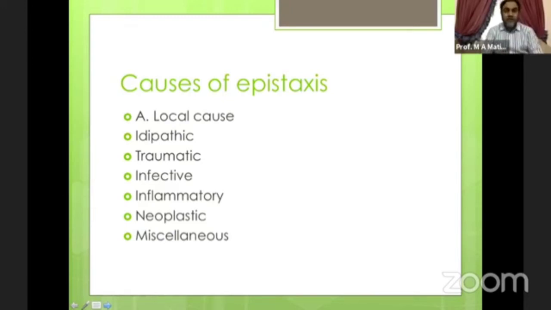So under local causes, mostly it is idiopathic. That means we do not know the etiology; about 85% of cases are idiopathic. Next is trauma. Just give a blow to the nose and it starts bleeding. Trauma may be a sports injury, assault, road traffic accident, any sort of trauma, or a foreign body in the nose or nose picking. Most children have a habit of nose picking and it causes bleeding. Here in the nose, the retrocolumellar vein is there, and it tears and causes bleeding. So this is common in children: retrocolumellar vein injury.